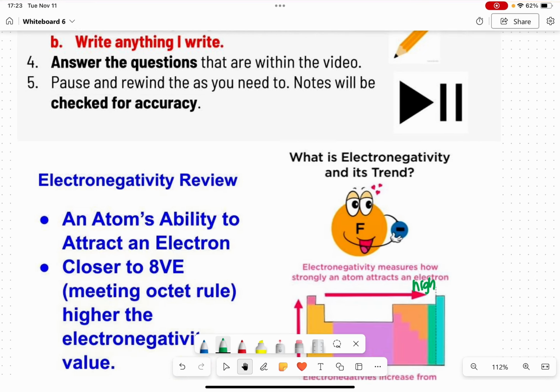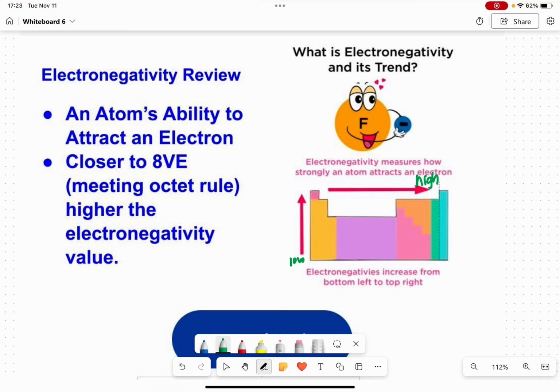Before we get into bond polarity, we are just going to review electronegativity. Electronegativity, as we remember, is an atom's ability to attract an electron. The closer it is to having 8 valence electrons, which is over here on the periodic table, the more it attracts electrons, the higher the electronegativity value. The further it is from reaching 8, so those that have 1, 2, 3 valence electrons, their electronegativity value is going to be lower because they want to lose electrons. They don't want to gain.